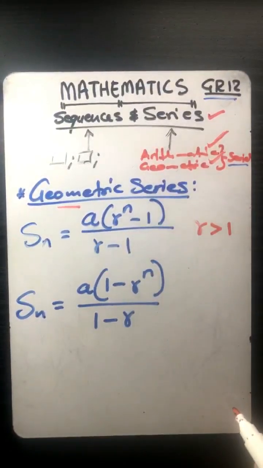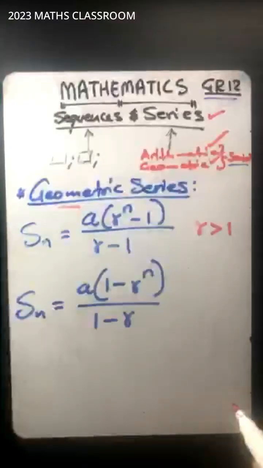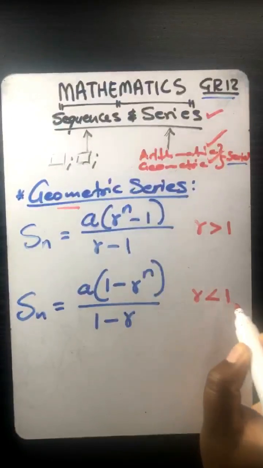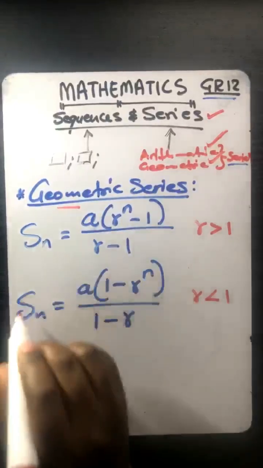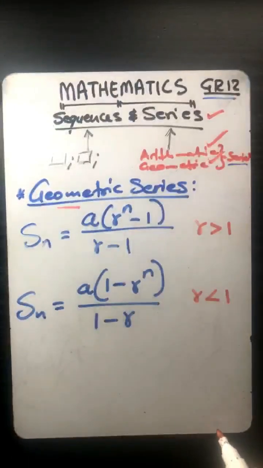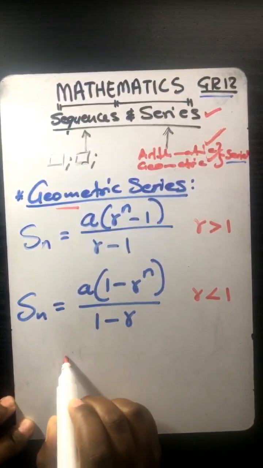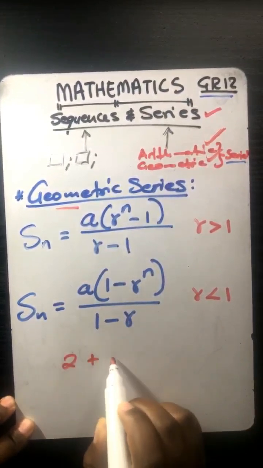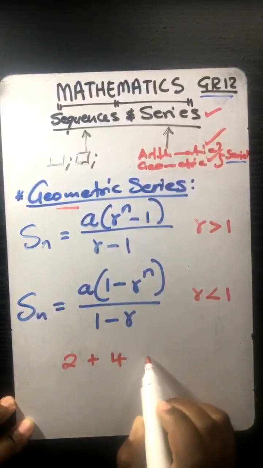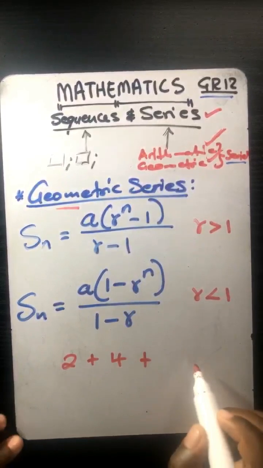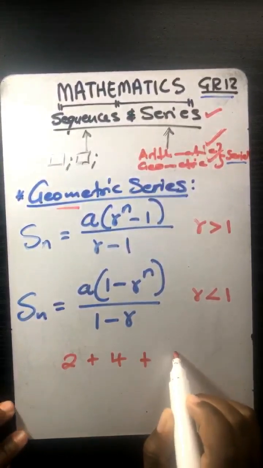But for some reason, if the examiner gives you a geometric series where your ratio is less than 1, then it means you use this formula. So let's try to check something. Let's say 2 plus 4 plus, I think, 8.